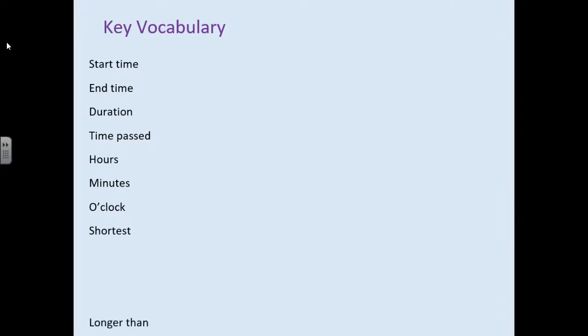Let's look at the key vocabulary. Please repeat after me. Start time, end time, duration, time past, hours, minutes, o'clock, shortest, longer than, and longest.